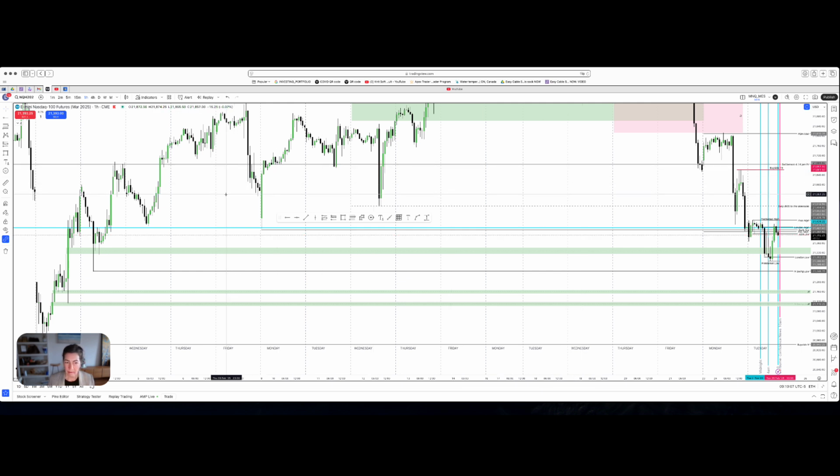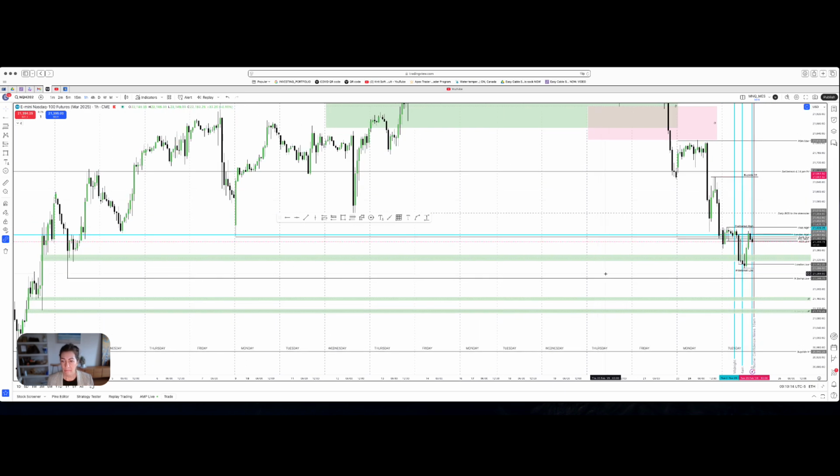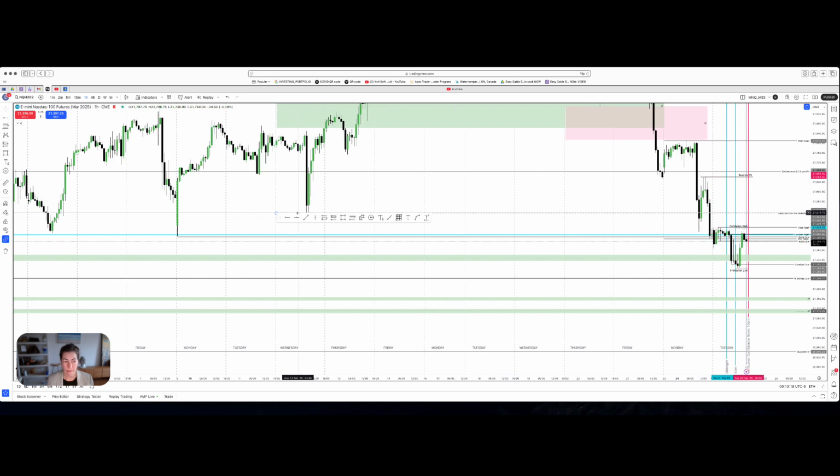And that just gives me a little bit of context to if price possibly wants to go lower, you know, these are some areas that price may be drawn to.